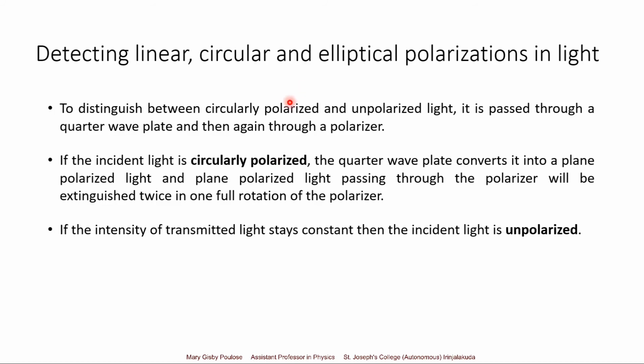Now, to differentiate between circularly polarized and unpolarized light, that light is passed through a quarter wave plate and polarizer again. Here, if the light was circularly polarized, the quarter wave plate would have converted it into linearly polarized light. And the linearly polarized light, upon passing through this polarizer, will become zero twice in one full rotation. Now again, if the intensity of the transmitted light is constant, we understand that the incident light was unpolarized.